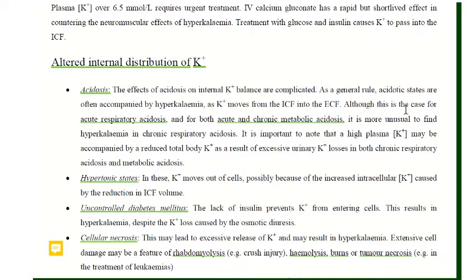Although this is the case for acute respiratory acidosis and for both acute and chronic metabolic acidosis, it is more unusual to find hyperkalemia in chronic respiratory acidosis.